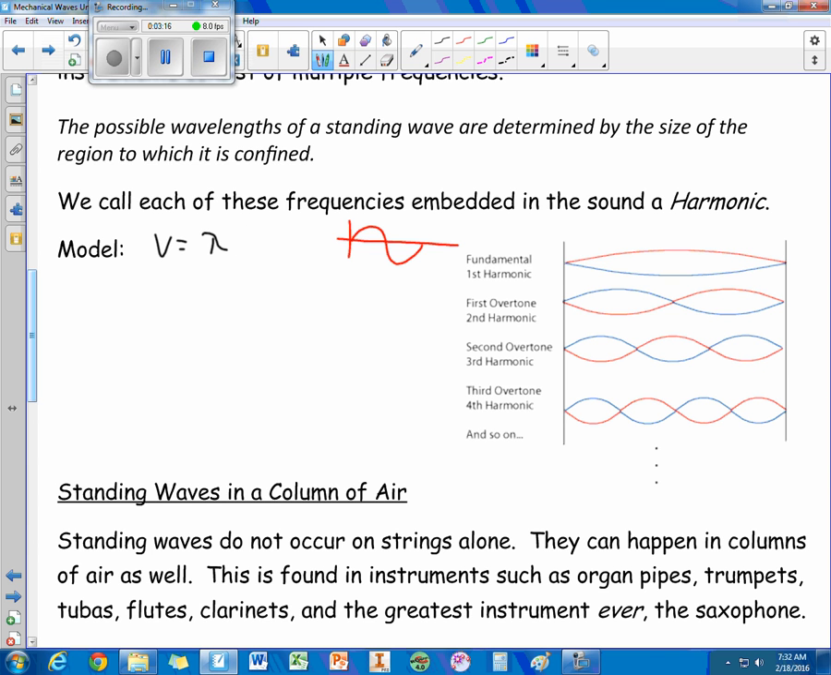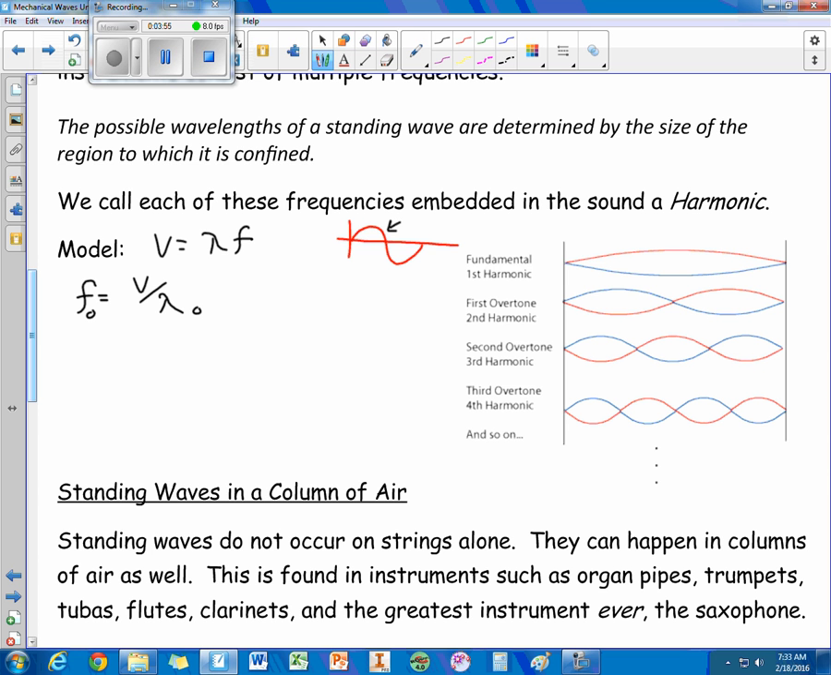All right, so to get us started, we start with the formula for speed for a wave. Speed equals lambda times frequency. So that means that frequency must equal the speed of the wave divided by the wavelength. So let's say we're taking a look at the very first one, the first harmonic, or the fundamental. That frequency, the speed's going to be the same. But if we look at this, this is just half of a wavelength.